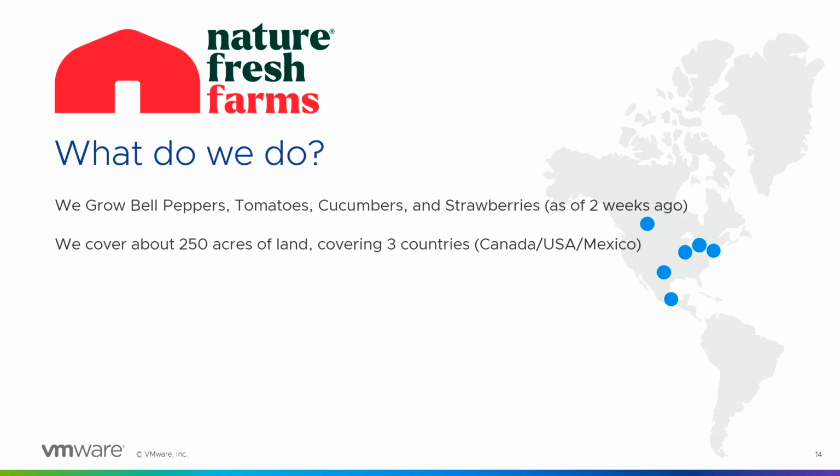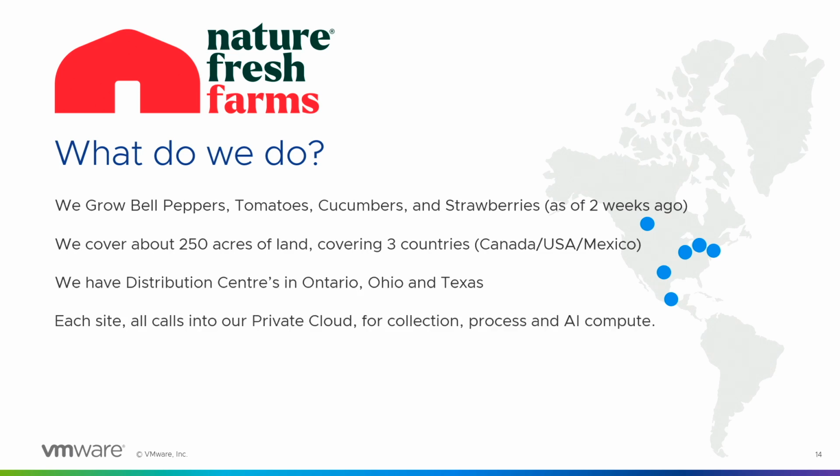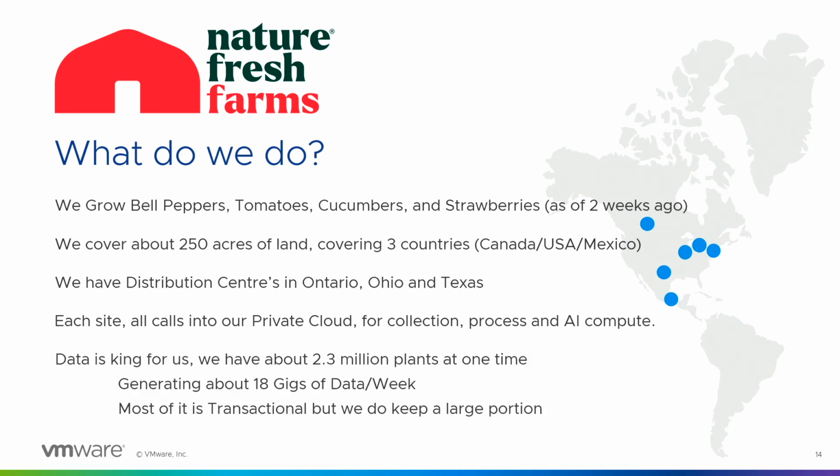We cover not only Canada, US, and Mexico. We have facilities there, and we have distribution centers also across North America. Each of the blue dots represents where we're at our major hubs. I like to call each of our sites their own private cloud. They each collect data, and we use AI both to optimize our growth and to collect our data and to make sure that we're doing more and more each day.